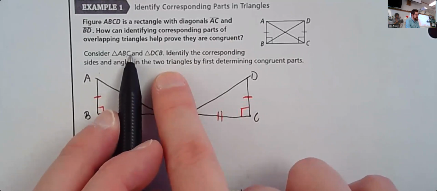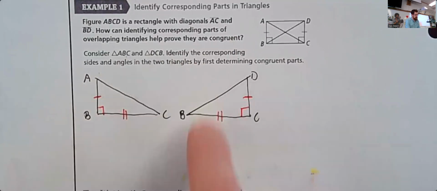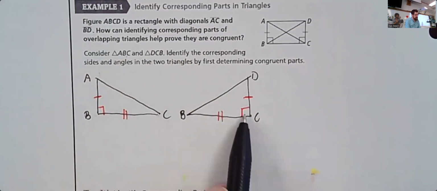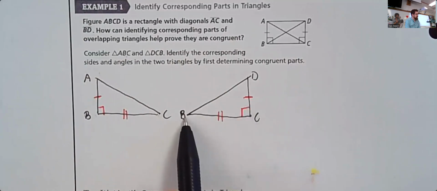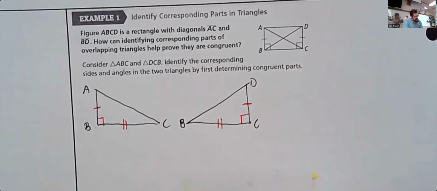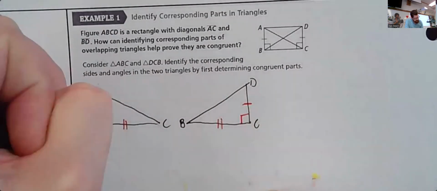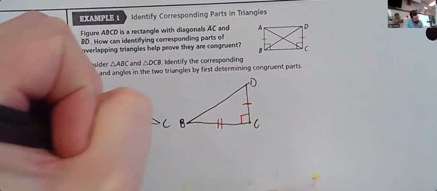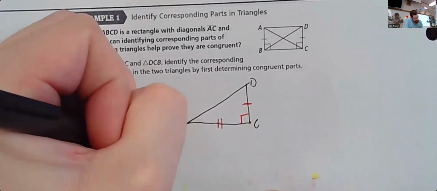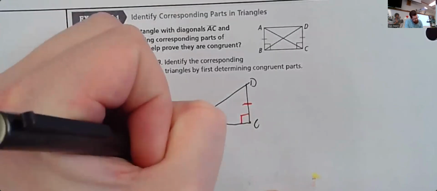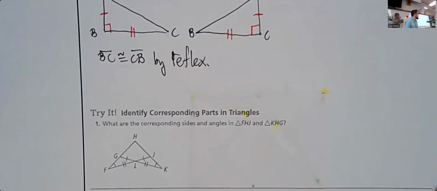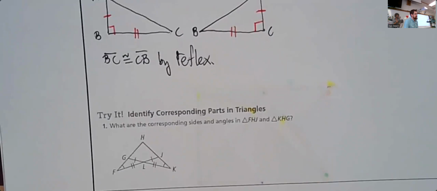So the parts that correspond need to be written in the correct order. From B to C on the first triangle is the same as from C to B on the second one. B to C, C to B. Right angle to bottom right corner, right angle here to bottom left corner. So B to C, C to B. All right, so we can say that BC is congruent to CB. I'm going to use the actual property here. It's the reflexive property. BC is congruent to CB by the reflexive property.